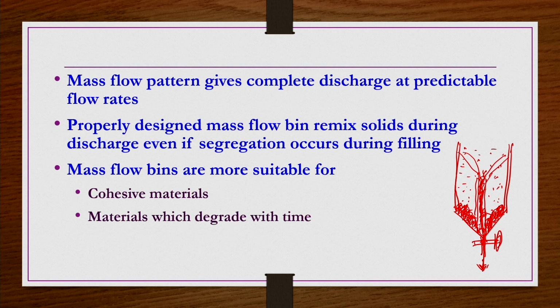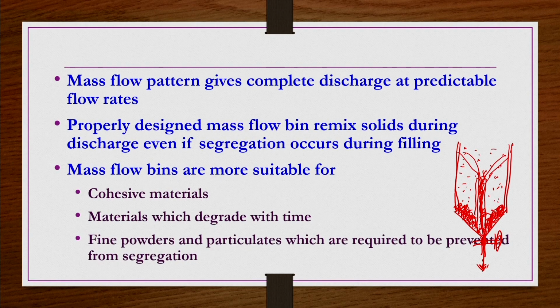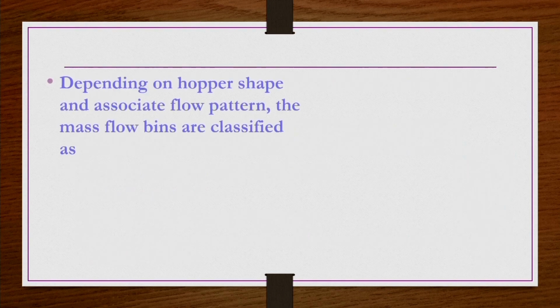So that is the reason, if you have a material which may degrade with respect to time if you store it for a longer time, under such conditions it is always better to have a mass flow bin, so that the material can conveniently come out of the bins. And then fine powders and particulates which are required to be prevented from segregation. If your operation is such that you do not want segregation of the material, then it is also preferred to have mass flow bins.